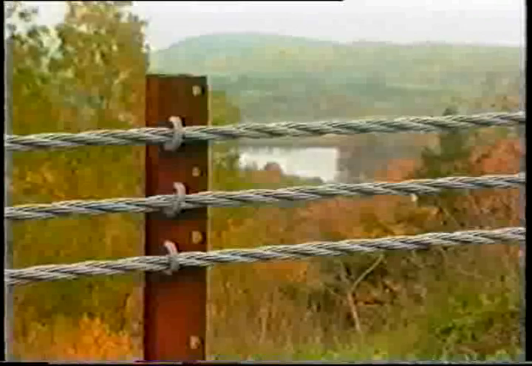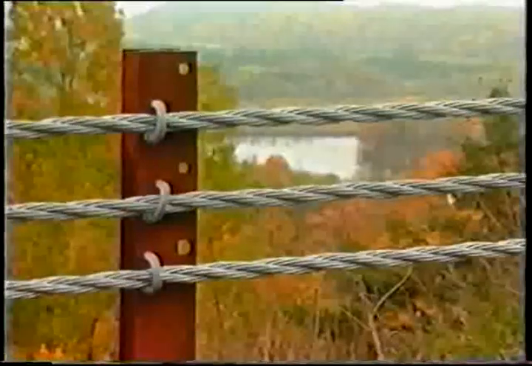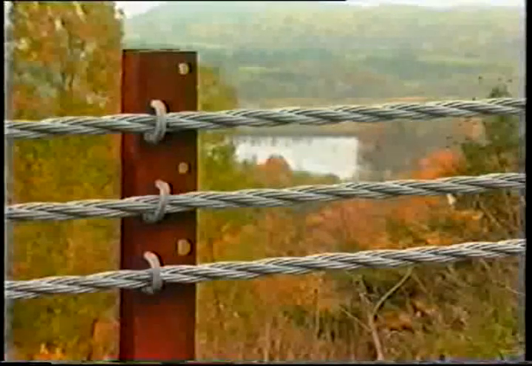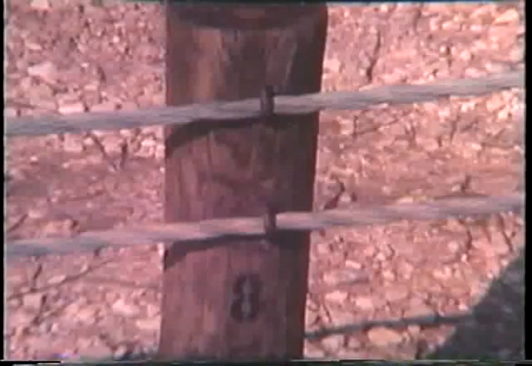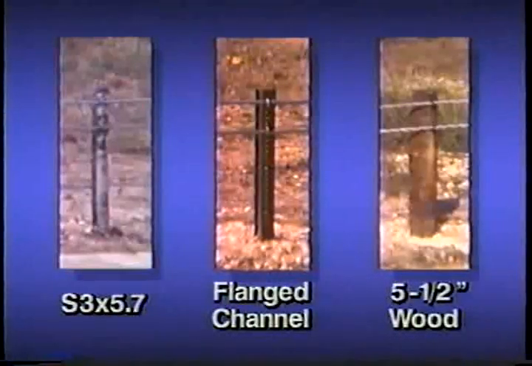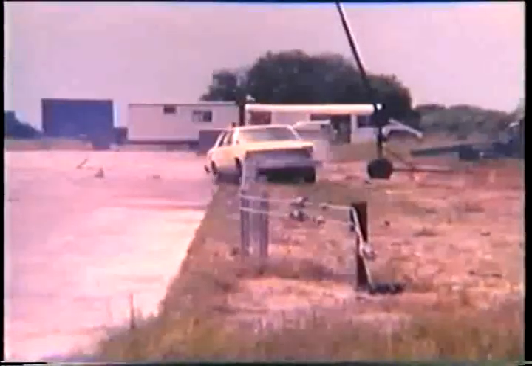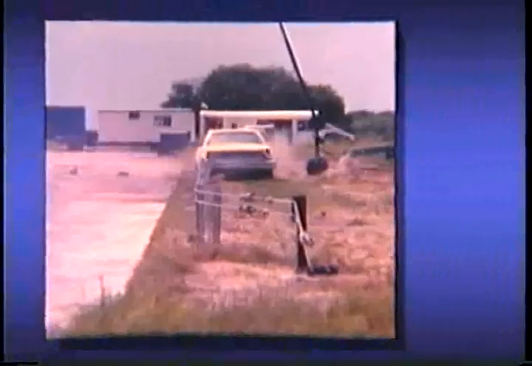These new cable guardrails were tested using different speeds, angles, and vehicles than the optional lower service level test recommended in NCHRP Report 230. These systems used 2 rather than 3 cables, with the higher cable mounted 27 inches above the ground. 3 different types of posts were used in the crash tests: the S3 by 5.7 post, the flange channel post, and the round wood post. All 3 systems performed satisfactorily, deflecting between 6 and 8 feet behind the barrier line.